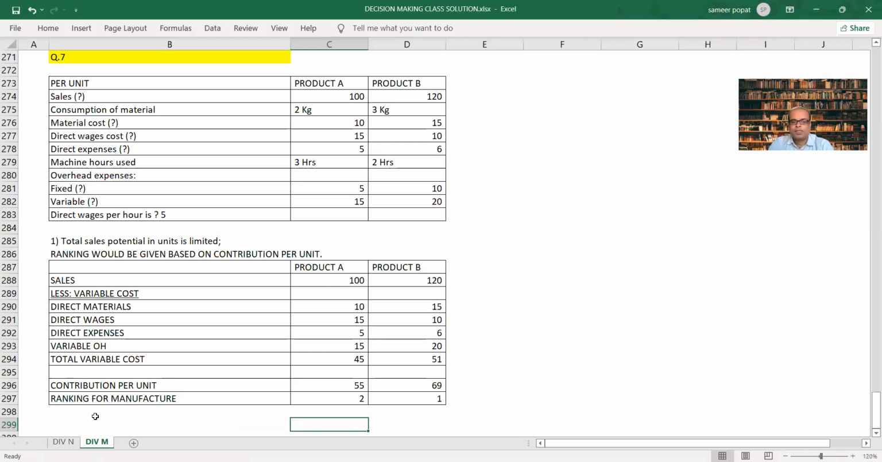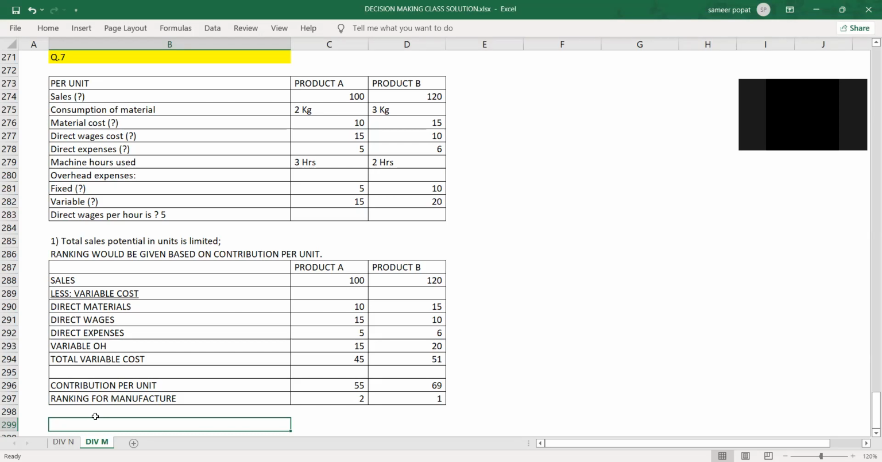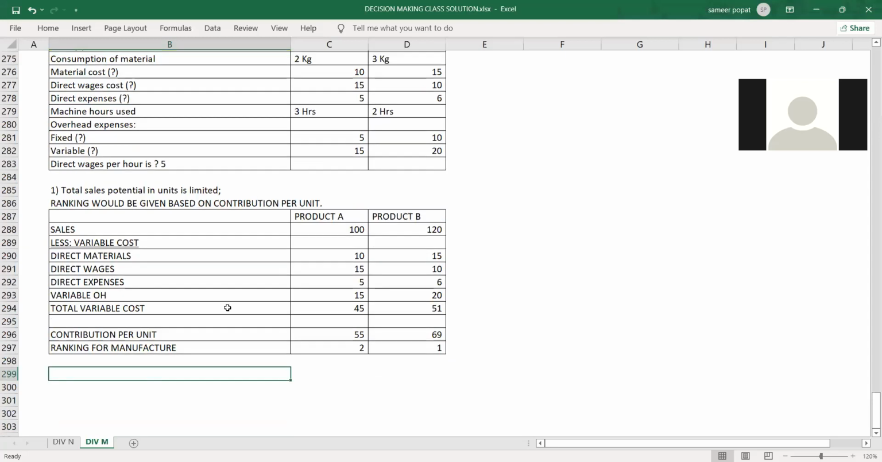Everyone understood it? Any doubts, any questions, anybody? Others, are you getting it? Yes, sir. Sir, why didn't you include fixed cost? We are calculating here contribution. Fixed cost is reduced from contribution. To calculate contribution, we only reduce variable cost. Yes, sir. Got it? Yes, sir.